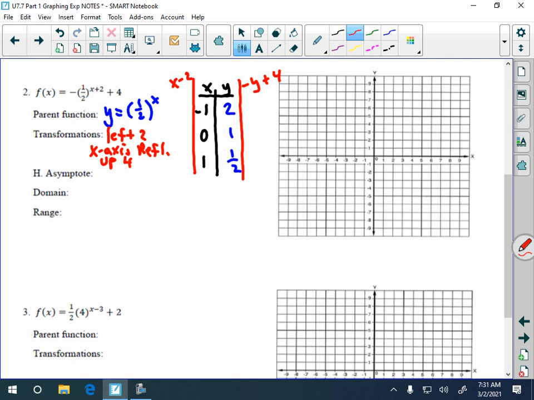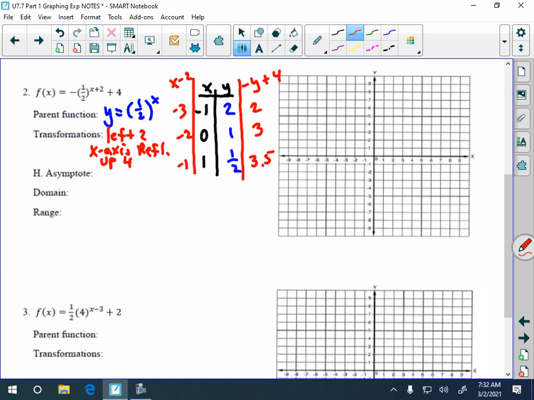All right, so let's go ahead and find our new x and y values. Negative 1 minus 2 is negative 3. 0 minus 2 is negative 2. 1 minus 2 is negative 1. Plugging 2 and 1.5 in for y. Negative 2 plus 4 is 2. Negative 1 plus 4 is 3. And negative 1/2 plus 4 is 3.5.